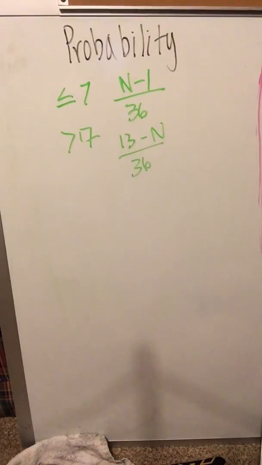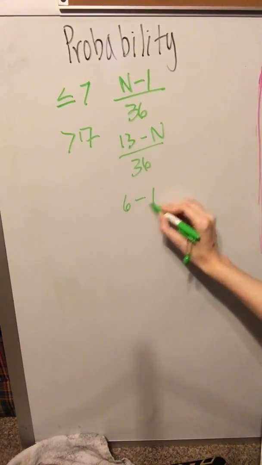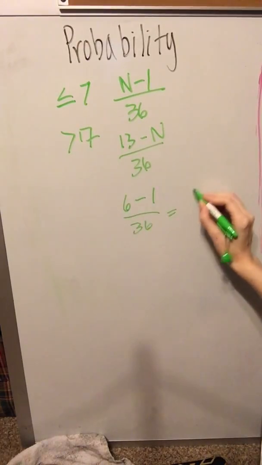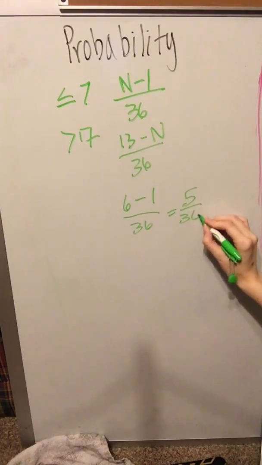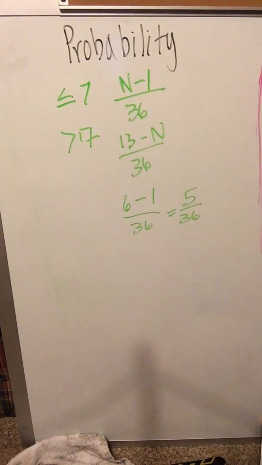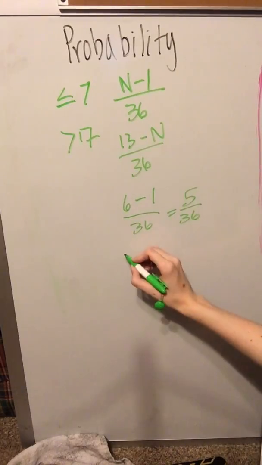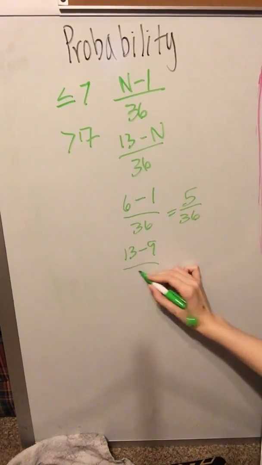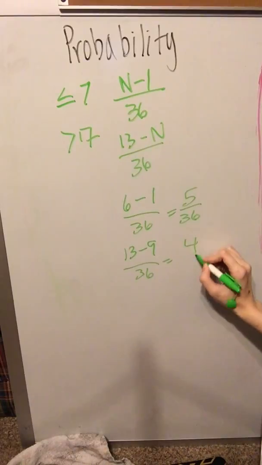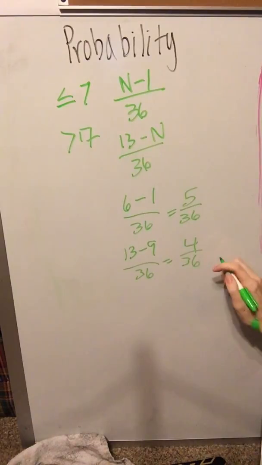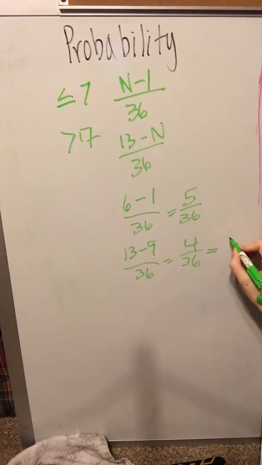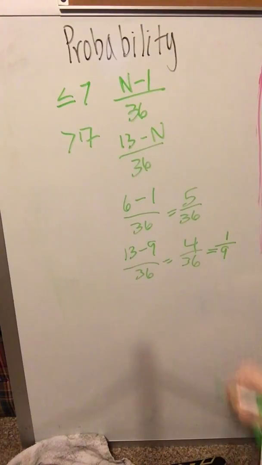So for the first one, it would ask you if you roll a pair of die, what's the probability it'll sum to 6? You do 6 minus 1 over 36, which is equal to 5 over 36, which doesn't reduce. Say if it asks you what's the probability of it rolling a 9. So you do 13 minus 9 over 36, which equals 4 over 36, which reduces, so you need to remember to not write down 4 over 36 and write down instead 1/9.